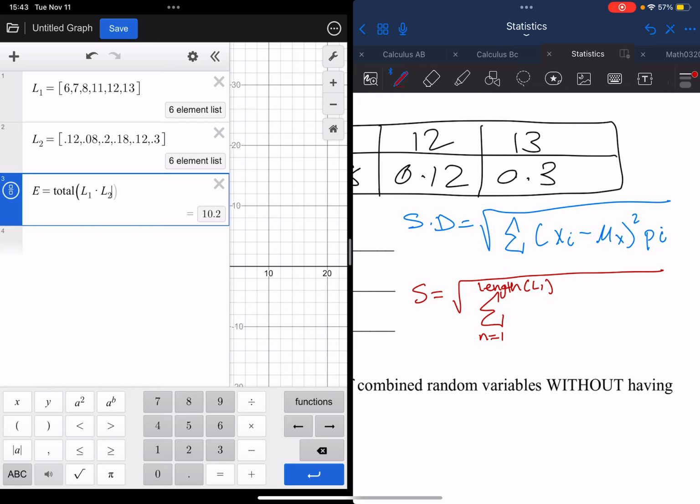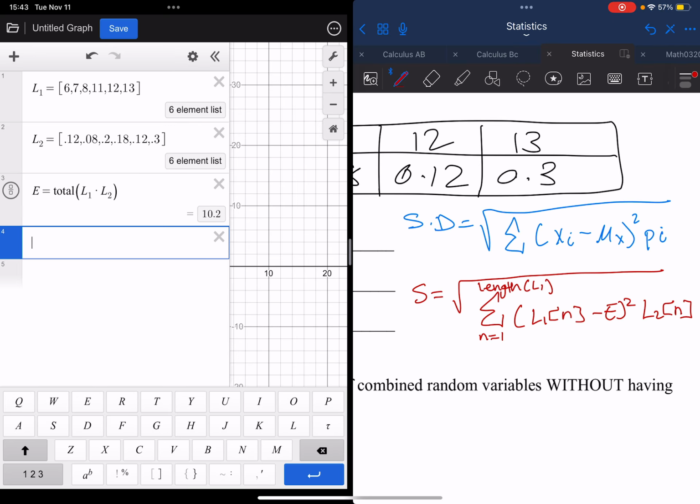Okay, then we're going to do list 1 bracket n minus e squared list 2 bracket n. And we have to put it in this way because that's how Desmos is able to read the formula versus how we wrote it in blue. That's how you're going to see it on the formula chart. And all we're doing is replacing L1 and L2 with what really is x sub i and p sub i, and e with mu of x.